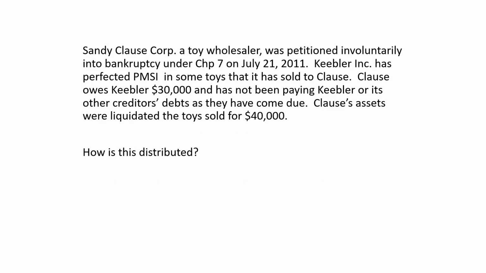So Sandy Claus Corp., a toy wholesaler, was petitioned involuntarily into bankruptcy under Chapter 7 on July 21st, 2011. Keebler Inc. has perfected a PMSI in some toys that it has sold to Claus. Claus owes Keebler $30,000 and has not been paying Keebler or its other creditors' debt, and now they've all come due. When Claus's assets are liquidated, the toys sold for $40,000. How does this get distributed? Well, Keebler gets paid in full, $30,000. And then the balance, the trustee will have to pay off to those general creditors.